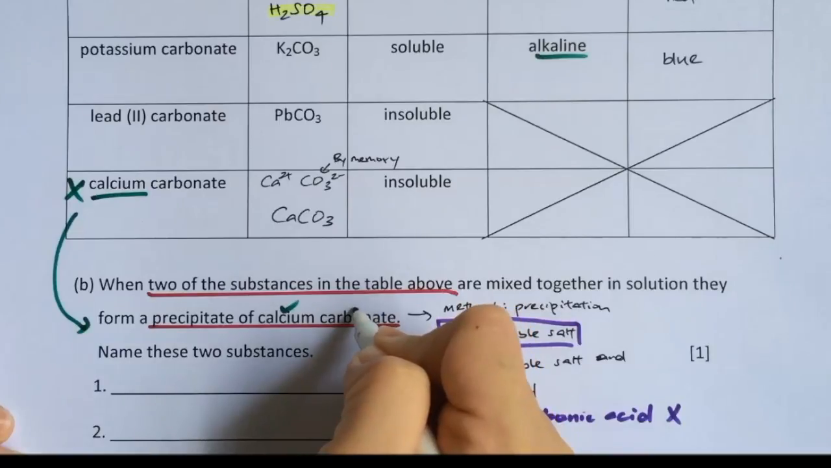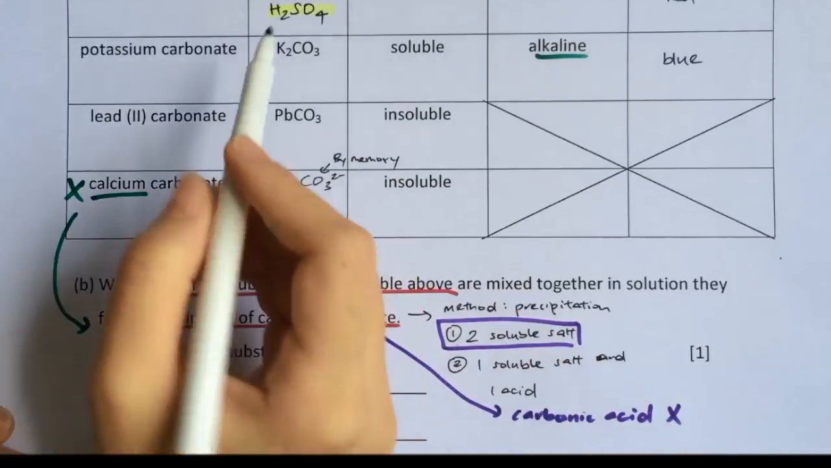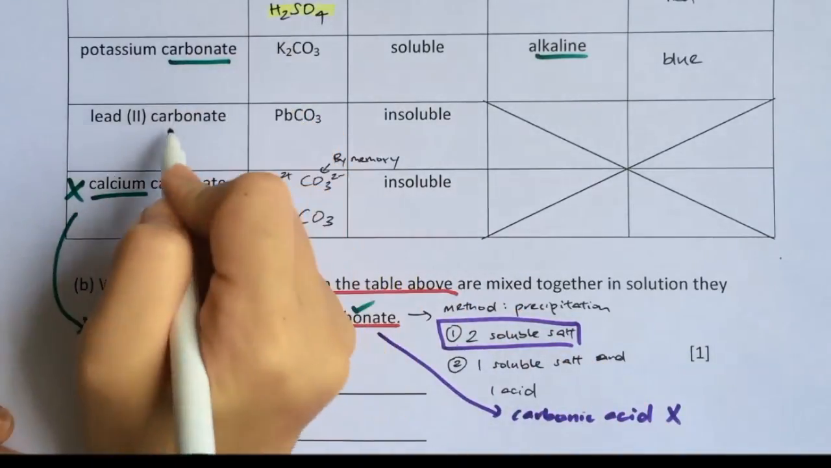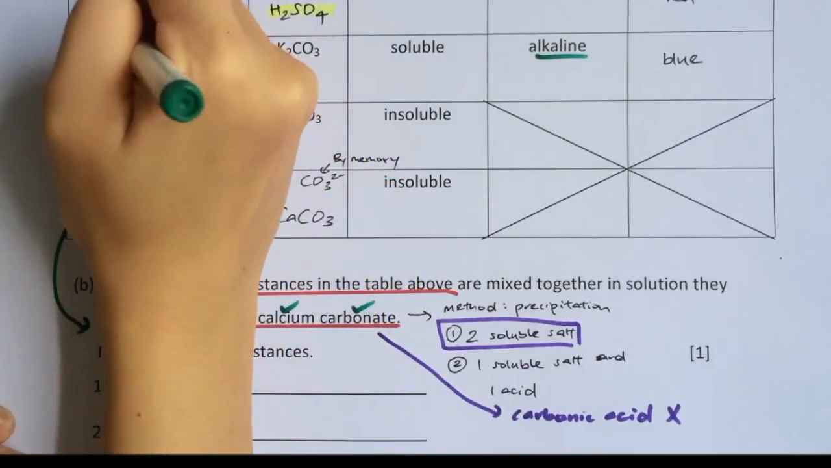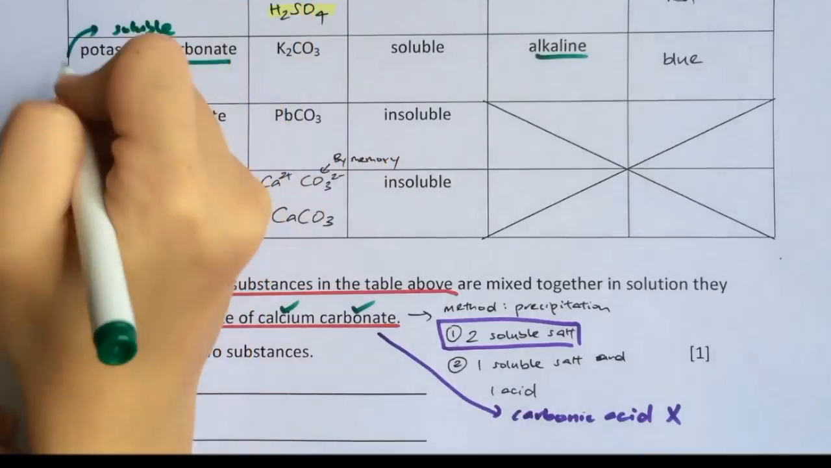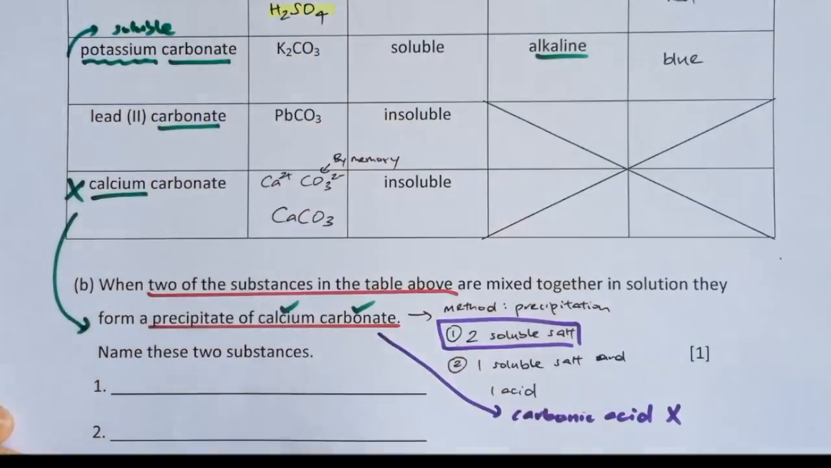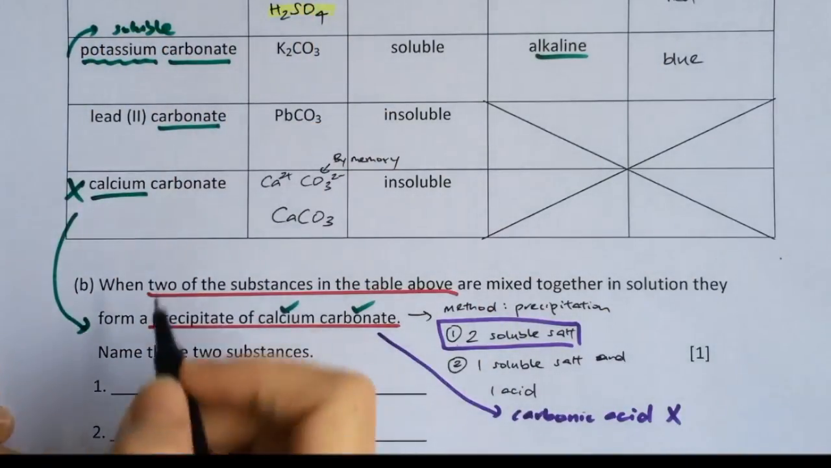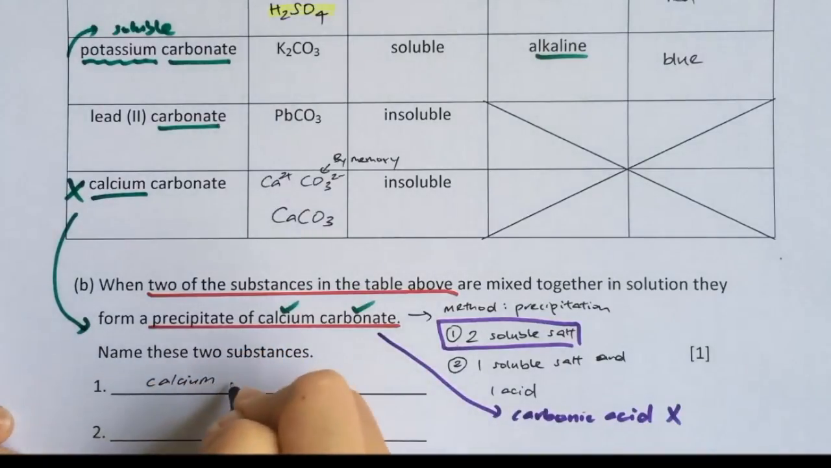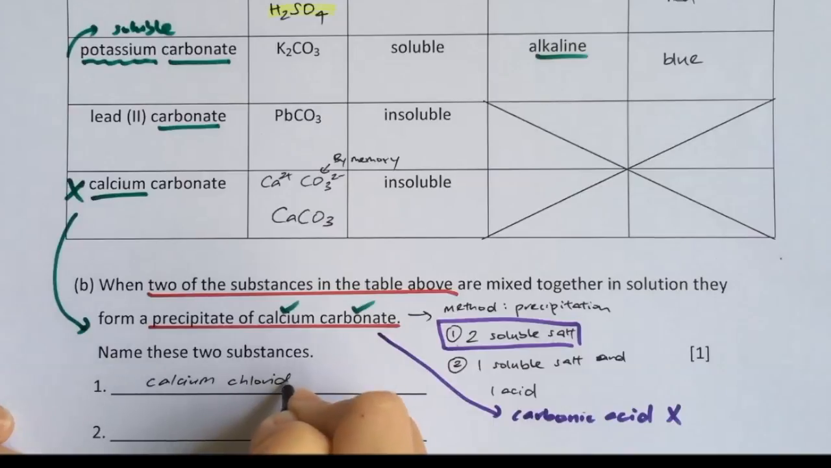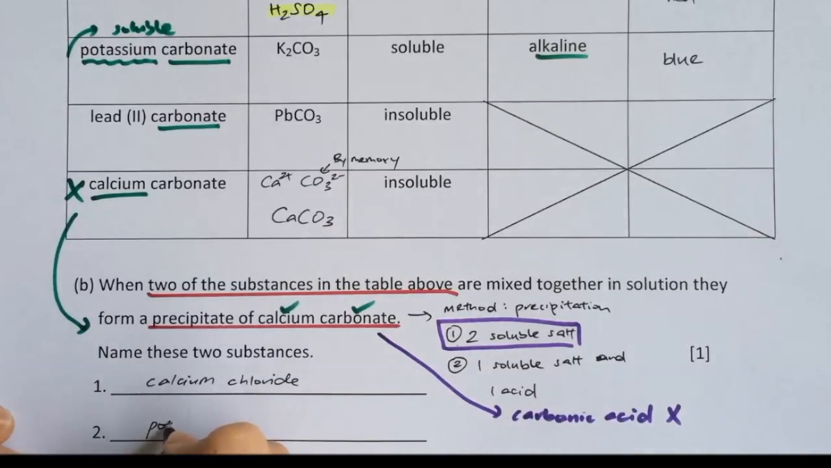So we have calcium. Now we are wondering how do we get our carbonate. So it's either potassium carbonate or lead-2 carbonate. So potassium, because it's SPA, it is a soluble salt. Lead-2 carbonate is insoluble. So therefore, our two substances, one of it will be soluble calcium chloride, the other one will be soluble potassium carbonate.